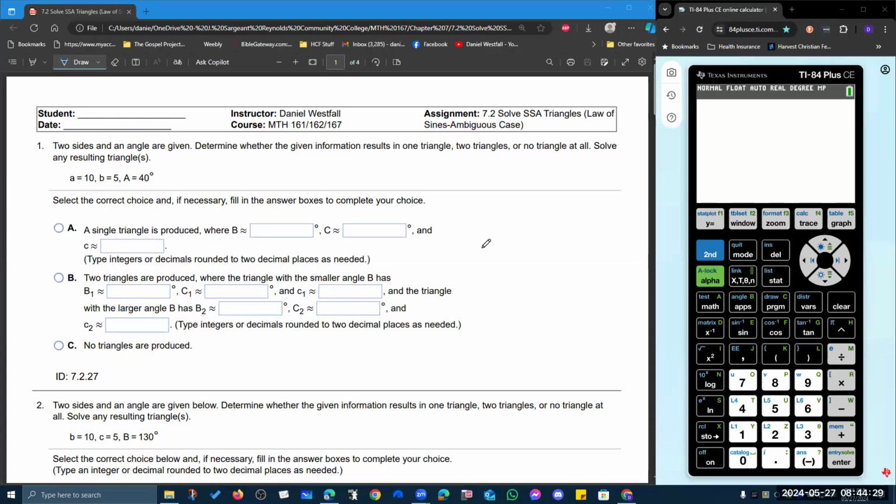In this video, we're going to solve side-side-angle triangles using the law of sines, though it's the ambiguous case, so we may end up with 0, 1, or 2 triangles given the situation, and we're going to have to figure that out as part of the problem.